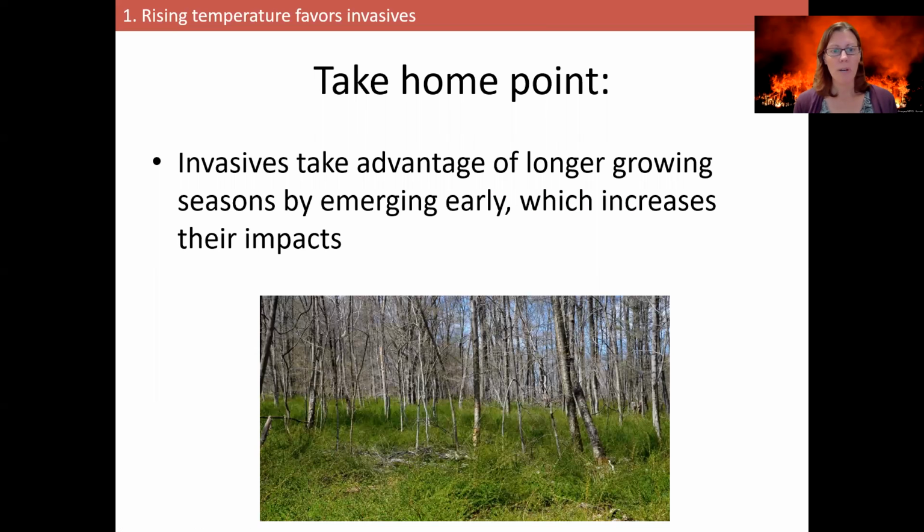So the take home point on this one is that invasive species are able to take advantage of this longer growing season, partly by emerging early, having multiple life cycles if they are pests or pathogens, and ultimately outcompeting or causing more damage to native species, which is increasing their impact.